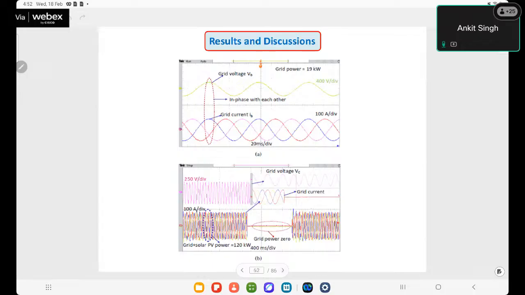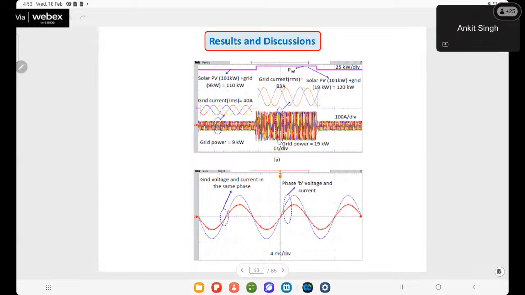So here we can see if grid is used during the charging operation. Okay, so only grid is available. If a grid is not available, then solar supplies the power. Here we can say grid and solar both are being used. If only solar PV is used, then grid power will be 0.